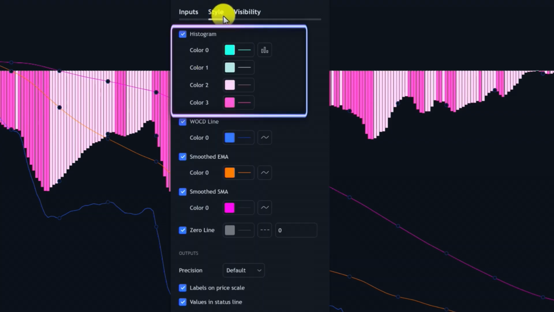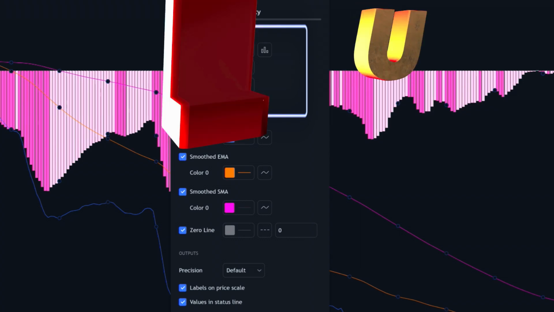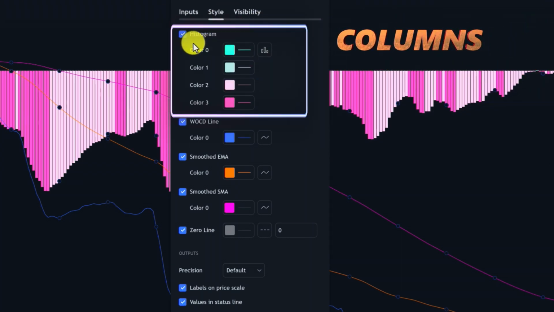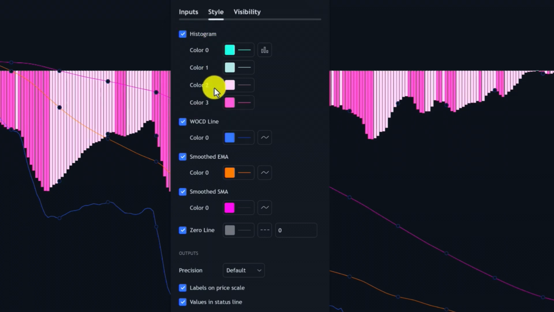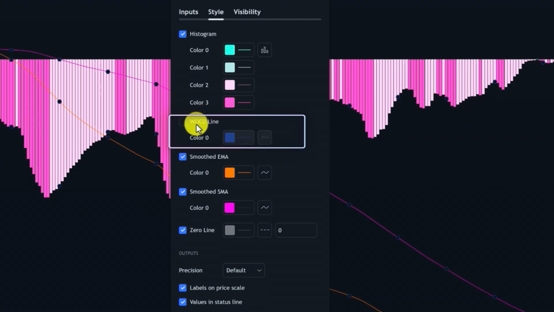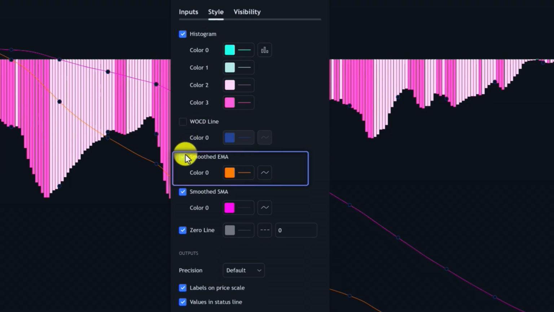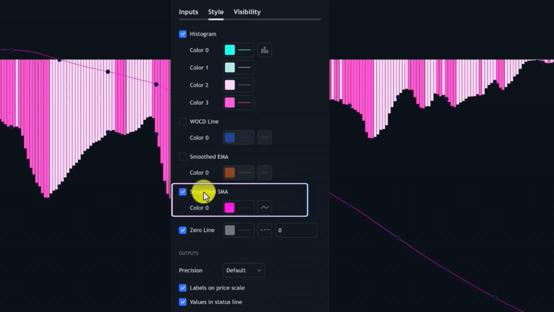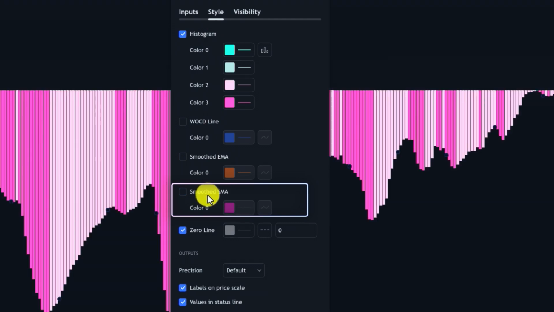Here, set the histogram option to columns. This changes the way the indicator's data is displayed, making it more visually intuitive. Columns are often easier to read at a glance compared to lines or other styles. Then disable the WOCD line, a smoothed EMA, and a smoothed SMA to keep your chart clean and focused on the most important information.